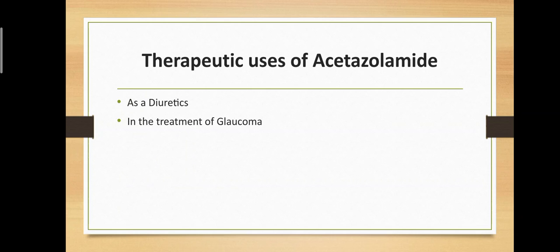Therapeutic uses of acetazolamide. It is used as a diuretic, which means it increases the urine flow, and in the treatment of glaucoma.